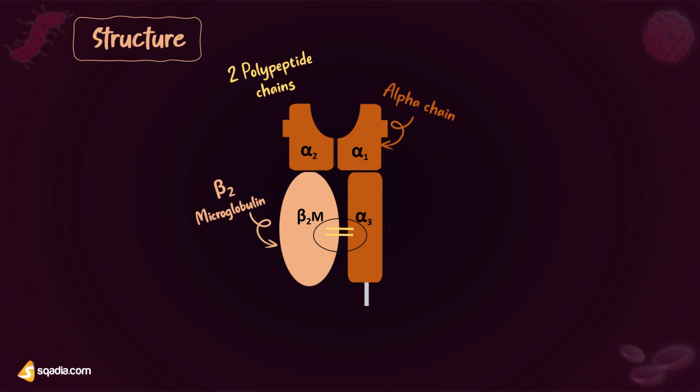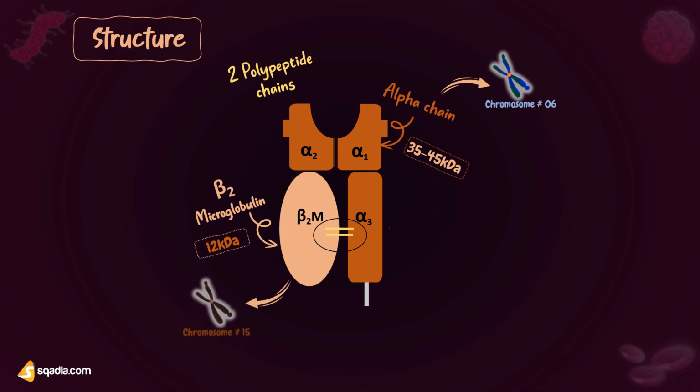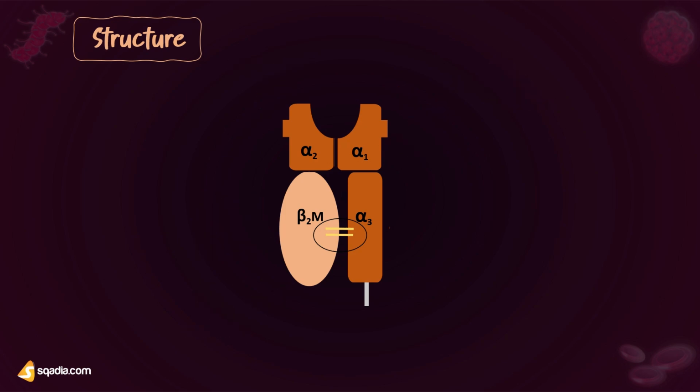Here, the alpha chain is considered a heavy chain, with a molecular weight of approximately 35 to 45 kilodalton. This heavy chain is encoded by MHC genes, found on chromosome number 6. But the beta-2 microglobulin is a light chain, with a molecular weight of approximately 12 kilodalton, and is encoded by entirely different genes found on chromosome number 15 in humans. This beta-2 microglobulin is essential for the peptide binding function of MHC-1 molecules.